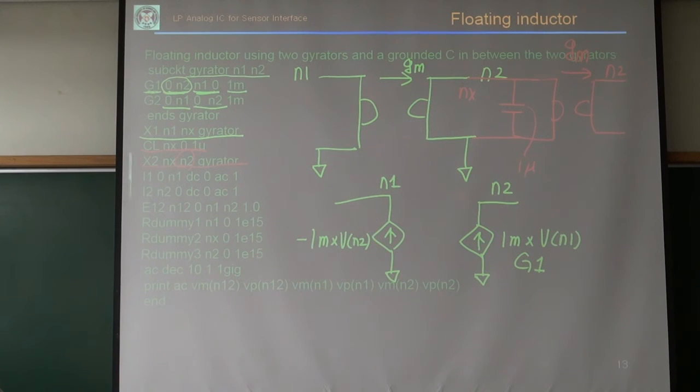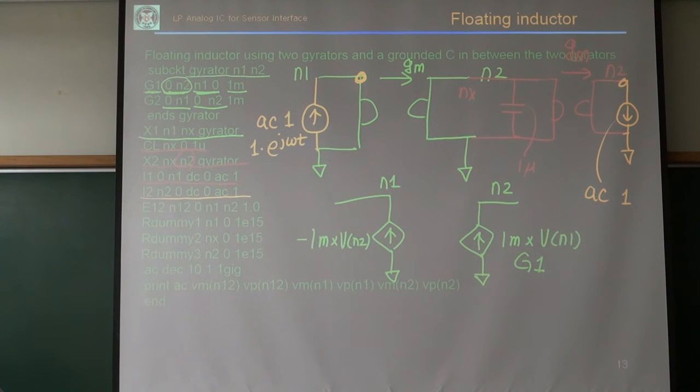And then I put a current source here, AC1, from 0 to N1. This is 1 exponential j omega t. This current is applied there. And then I have another current there, N20, another AC1 current. So current flows in. I want to watch the voltage drop between N1 and N2.